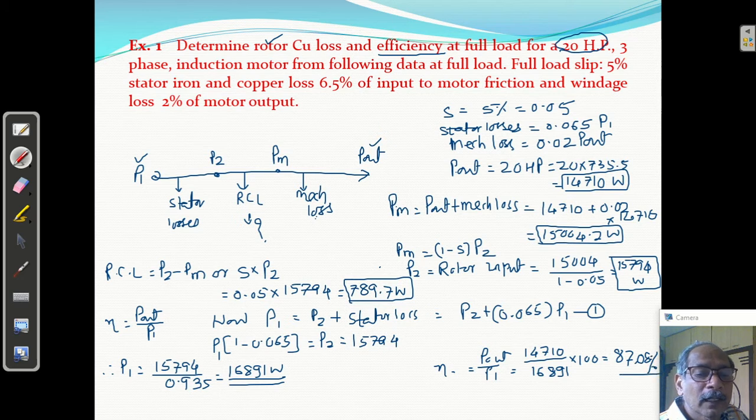87.08%. That is the answer. So we have two answers: एक ये और दूसरा आपका rotor copper loss. These are the two answers we got.